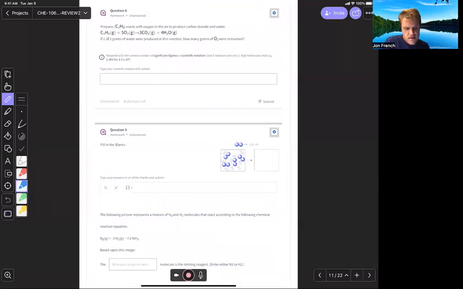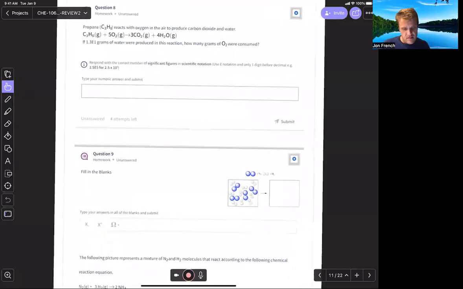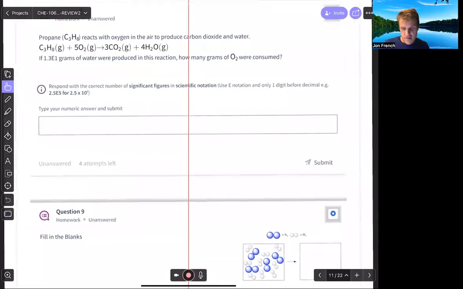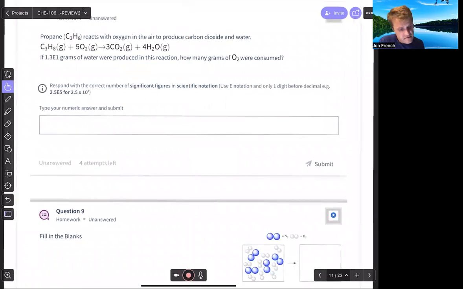Question 8, right, propane reacts with oxygen. If this many grams of water were produced in this reaction, how many grams of oxygen were consumed? So my numbers might be a little bit different than yours. And sorry for not zooming in earlier. That would have probably made it a little bit easier to see.